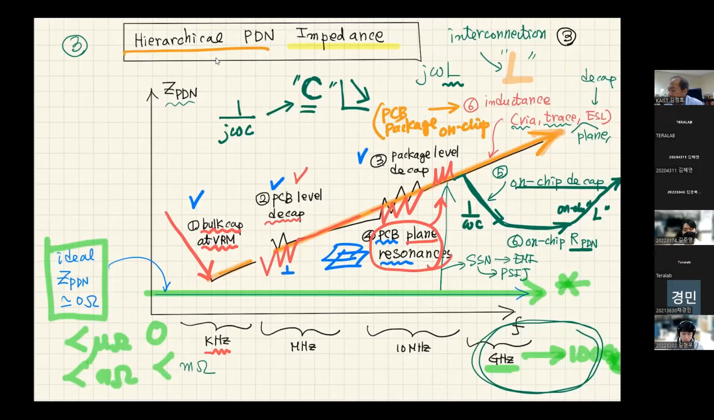If you have a multi-layer PCB, it's going to create resonances. Here we have inductance and capacitance coupled together, creating the resonances. And inside the chip, we're going to have low impedance, but eventually it is going to go to a high impedance because of on-chip interconnection inductance. Interconnection means via, trace, and power planes and so on. So this is the end of my explanation of the hierarchical PDN impedance concept.